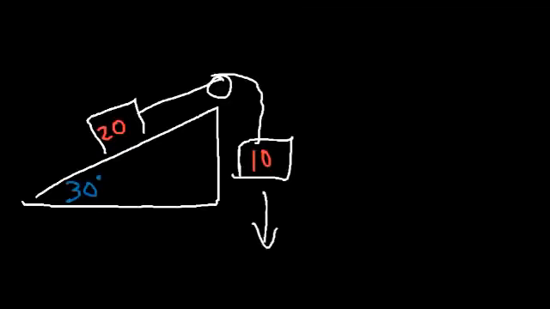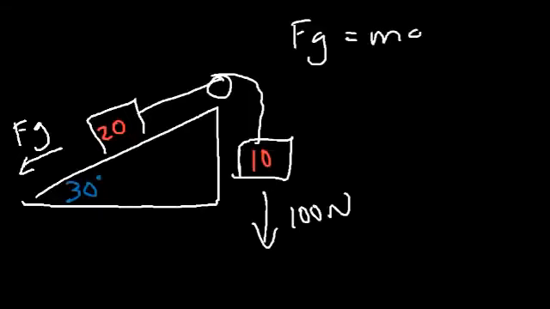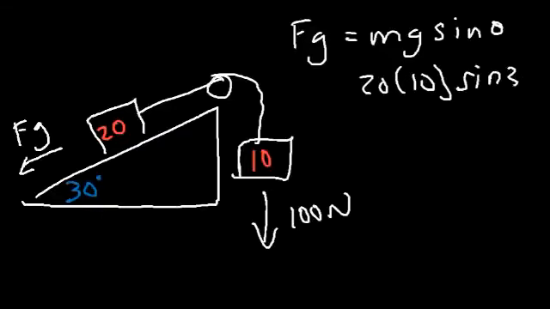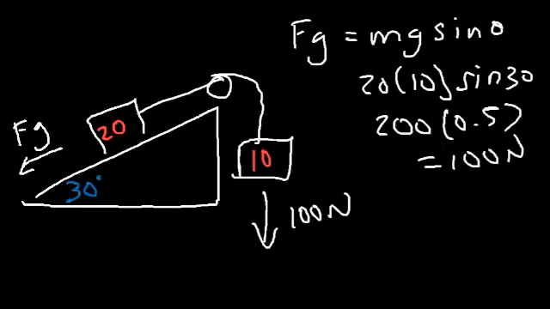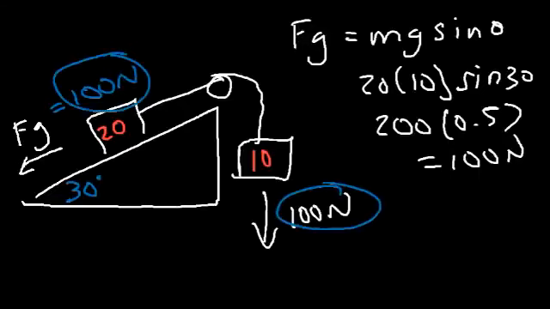So the weight force of this block is mg, so that's 100. And F of g is mg sine theta, which is 20 times 10 times sine of 30. And so it's 200 times sine of 30, which is a half. So that's 100. Notice that in this particular example, F of g is equal to the weight force. So in this case, the system remains at rest. The two forces balance each other, and so there's no net movement.